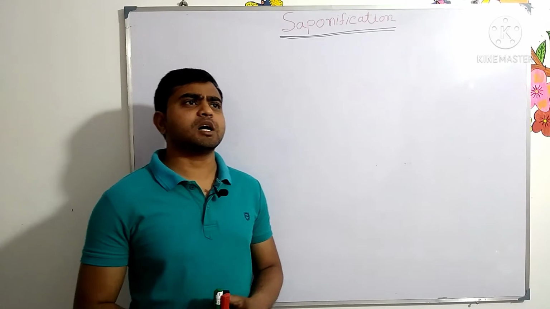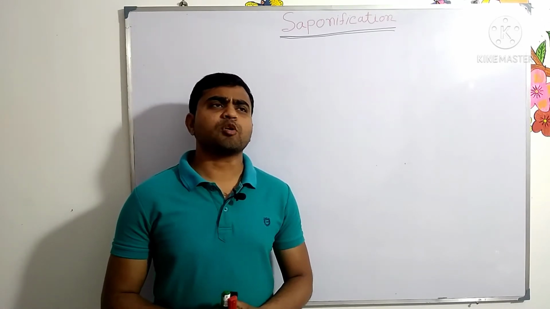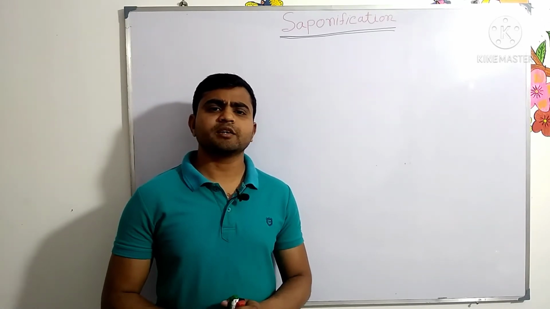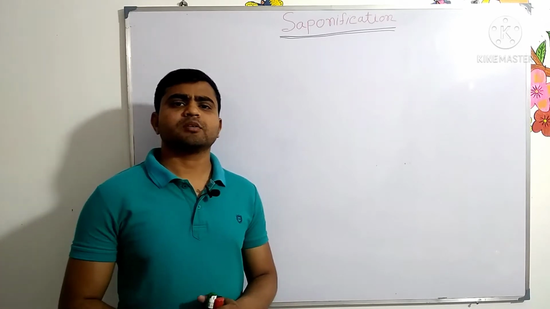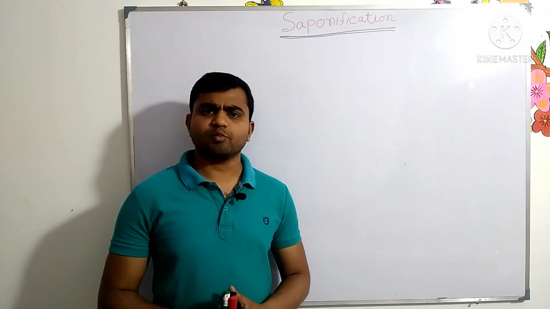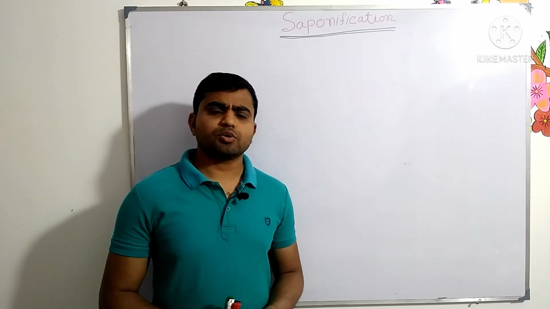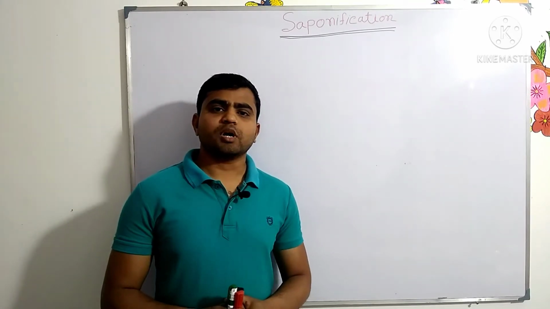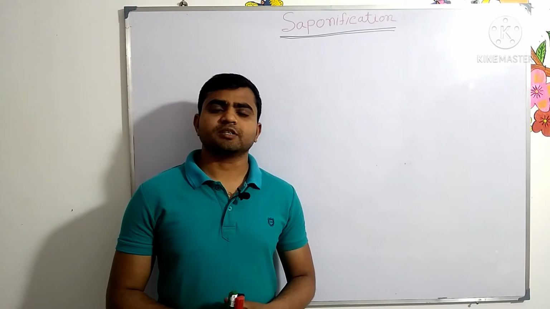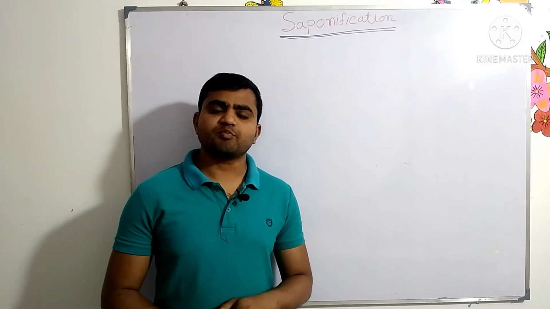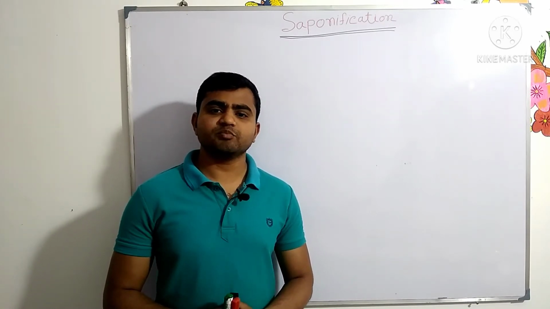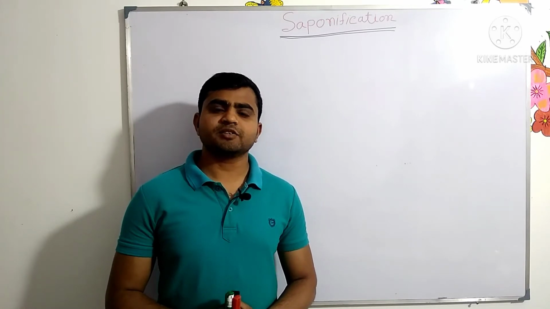There are some common soap salts like sodium palmitate or sodium or potassium oleate, etc. So I show one example of saponification with the help of tripalmitin. Tripalmitin is a lipid or triglyceride.